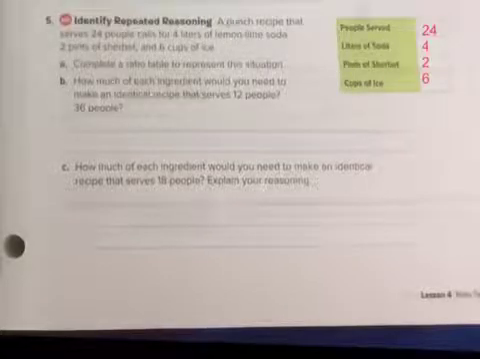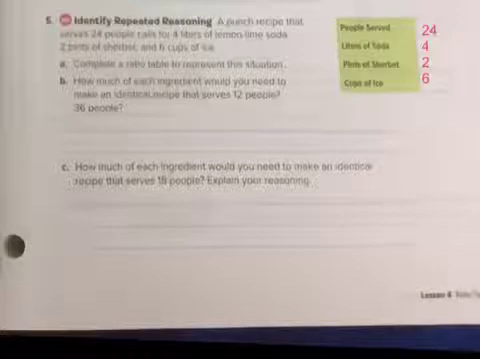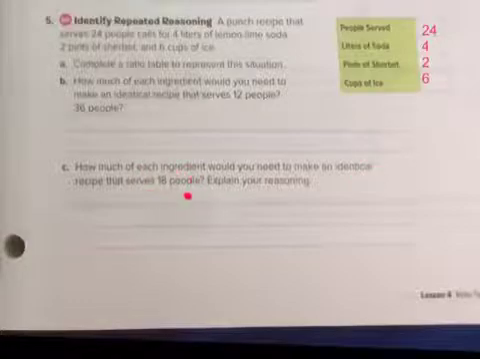I'm trying not to help you too much because I would like you to try this on your own. That's why I haven't drawn it out. Okay, let's look at C. How much of each ingredient would you need to make an identical recipe that serves 18 people?